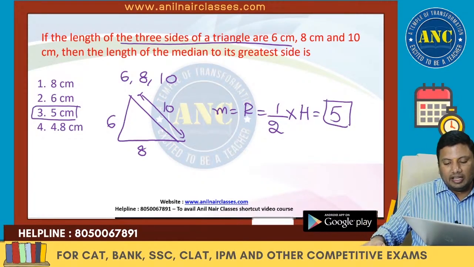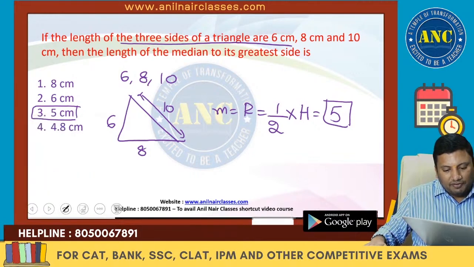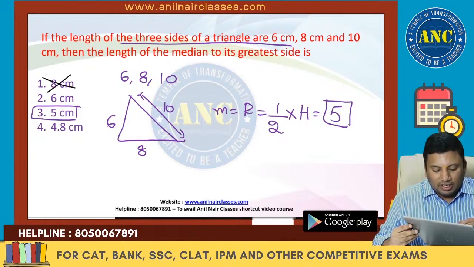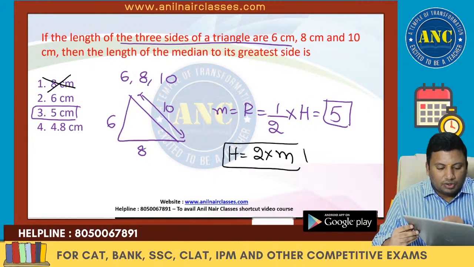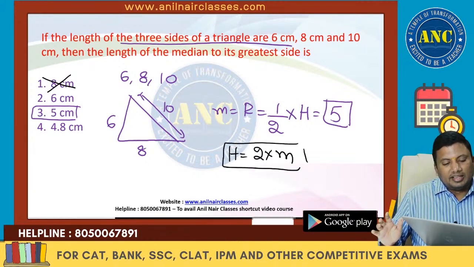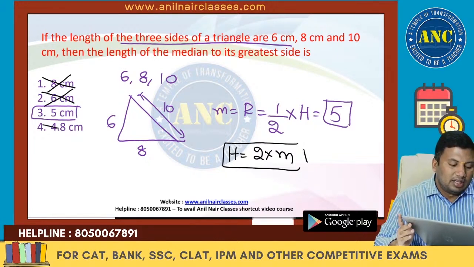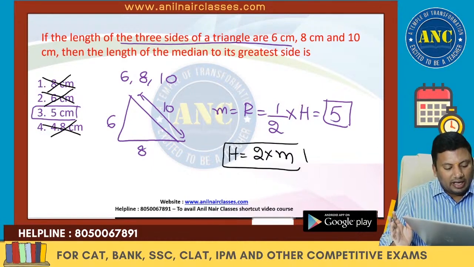So the median is the circumradius, which is half of the hypotenuse. But this cannot be the answer. Why? Because the hypotenuse is 2 into m. When the hypotenuse is 10, 8 into 2 is 16, so these cannot be less than. I hope the idea is clear.